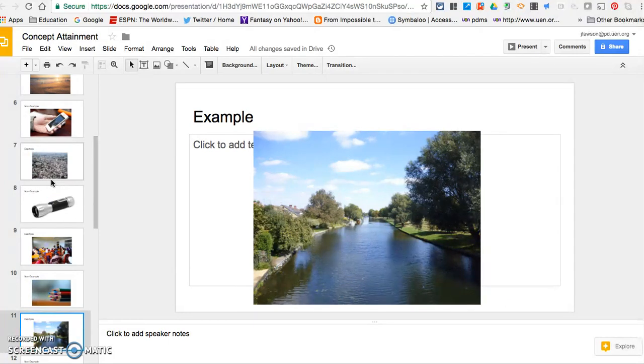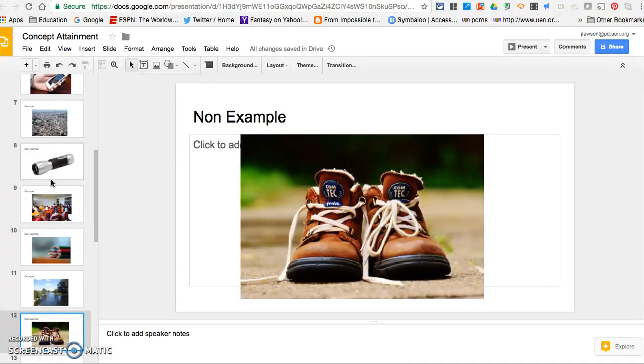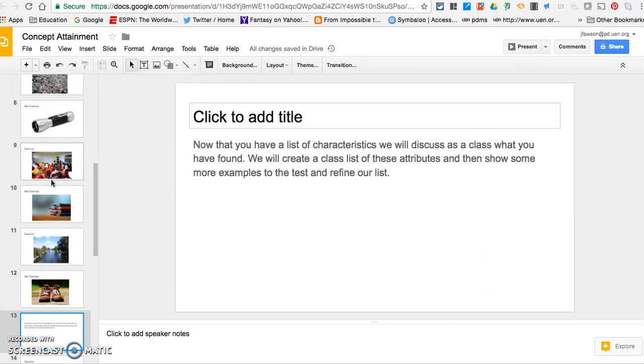And so hopefully they're going to come up with reasons that you would want to live in a place, or maybe move to or move from a place, because ultimately that's where we're trying to get them. So at this point in time, I would then have our class come up with, so the students have been working individually. Now we're going to have them work together as a class. So we're going to go through this as a class and create a list of attributes, and then show some more examples after we've come up with our list, and then test out our characteristics and do some refining as well.